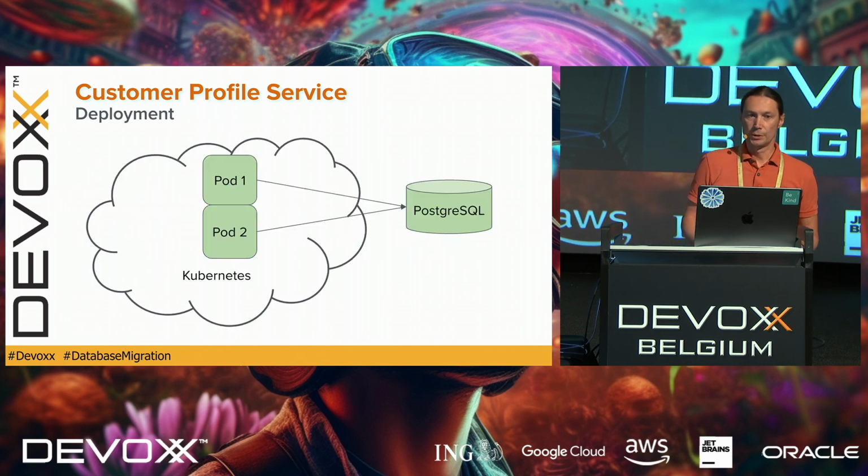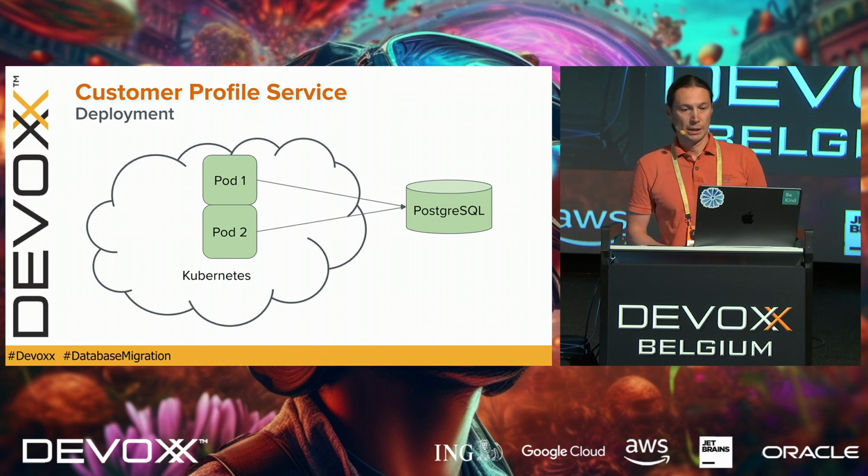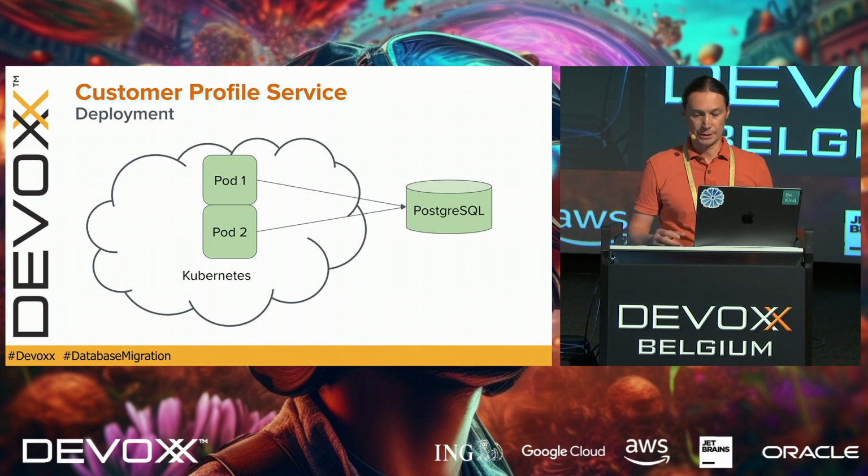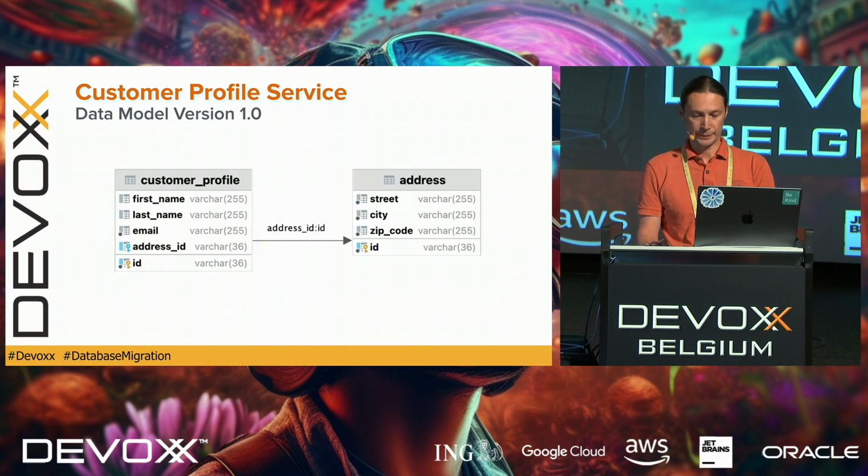As a deployment platform, I've chosen Kubernetes as one of the most popular choices nowadays. I have a kind cluster running on my laptop, and as a database I've chosen Postgres, again one of the most popular choices nowadays, and I have Postgres running in a container on my laptop.